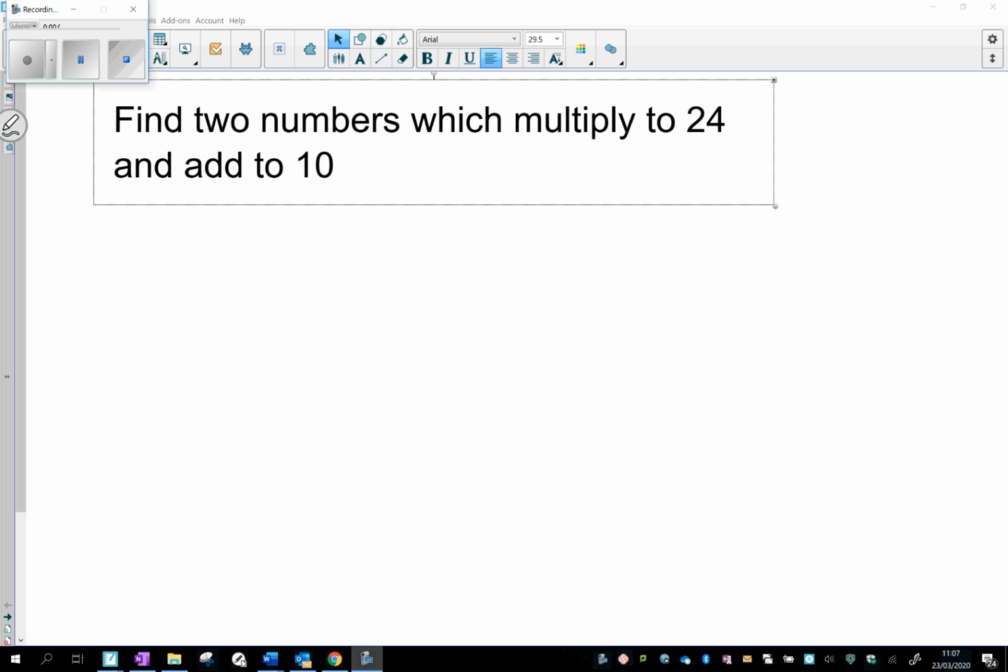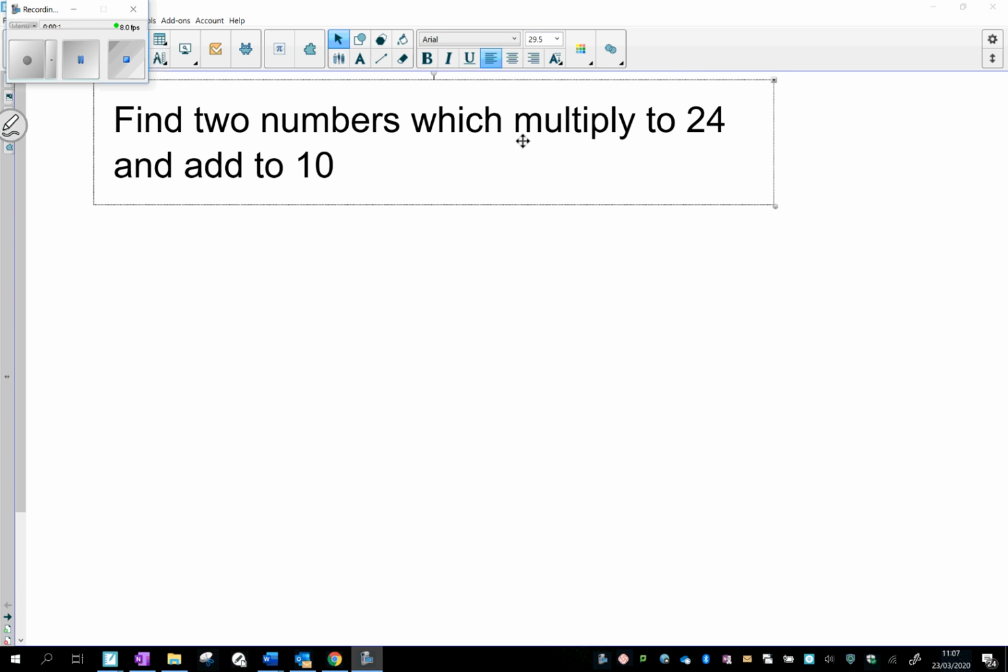Today's task, you need to learn how to find sums and products. So products are numbers that multiply to make something, sums are numbers that add up to something. And we're going to start by finding two numbers which multiply to make 24 and add up to 10.